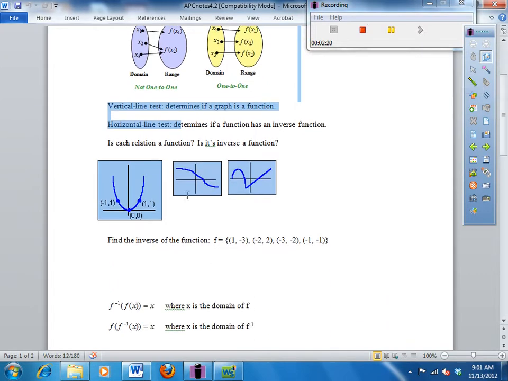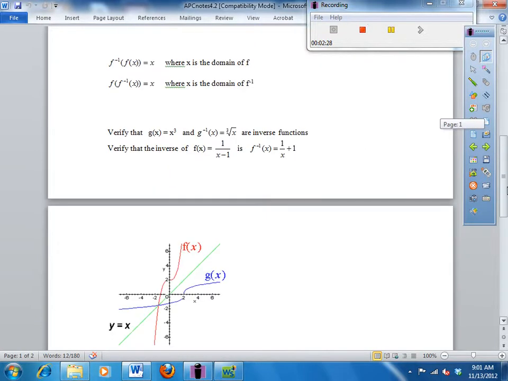Wait, why can't you find the inverse? Because an inverse function. Because. Are we there yet? Let me see something.